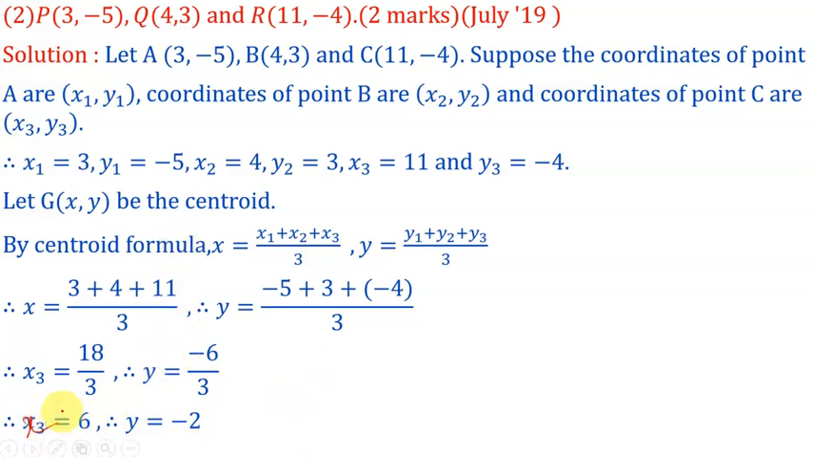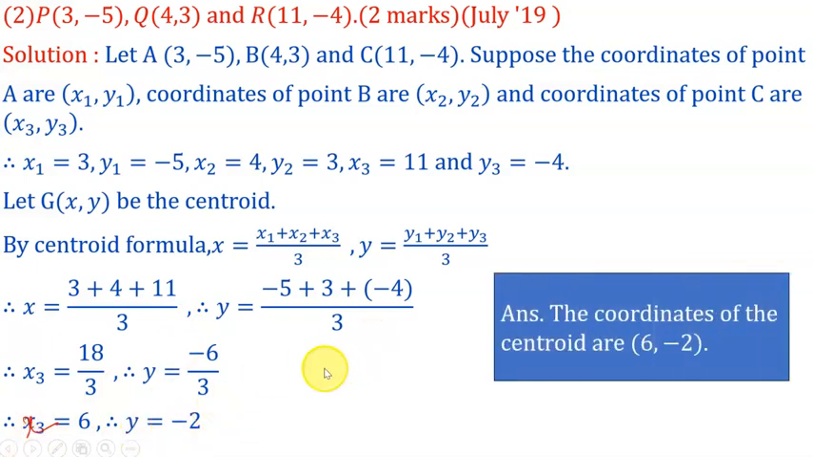x is equal to 6 and y is equal to -2. And finally, the coordinates of centroid are (6, -2). Okay, now next example.